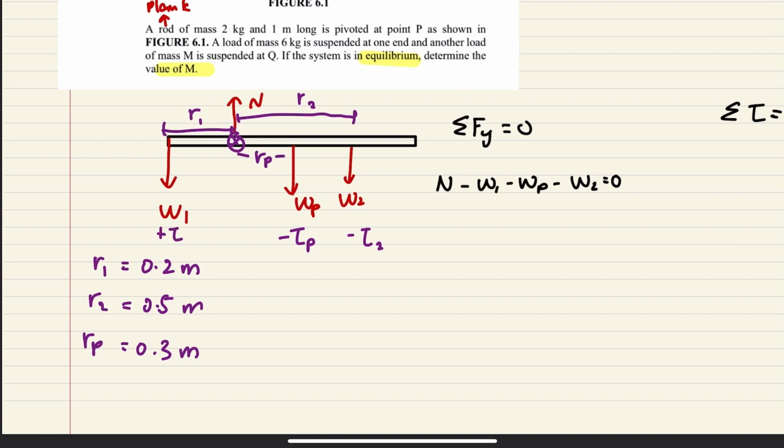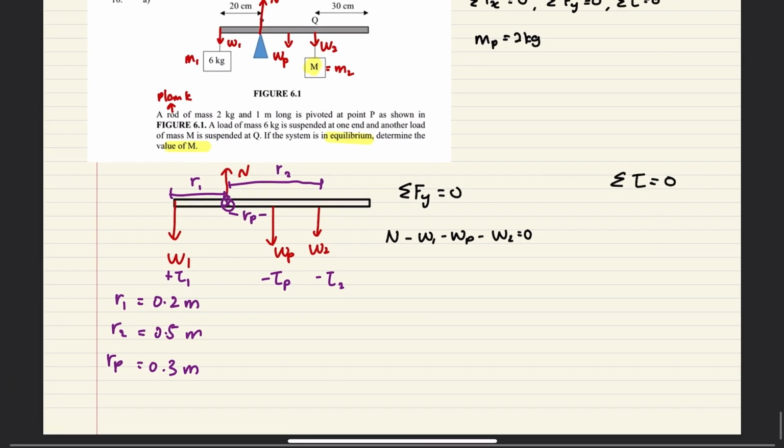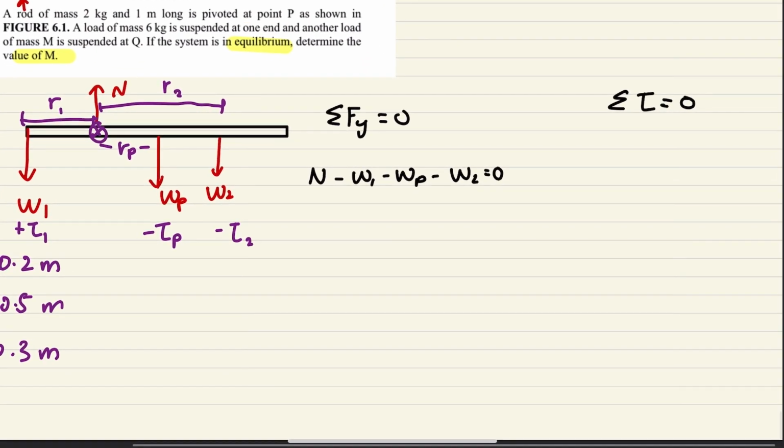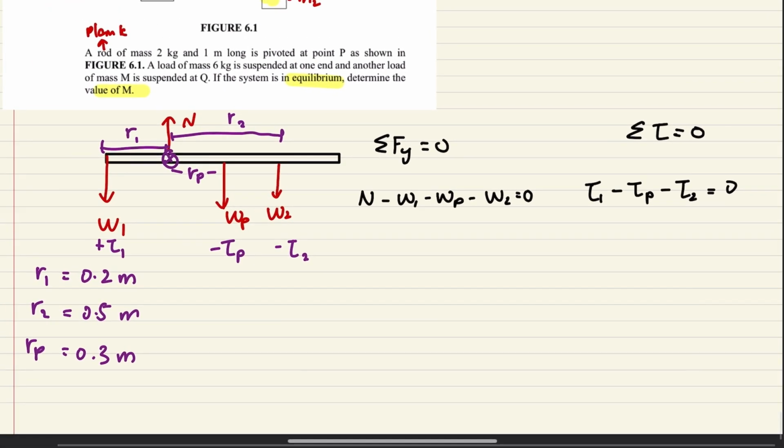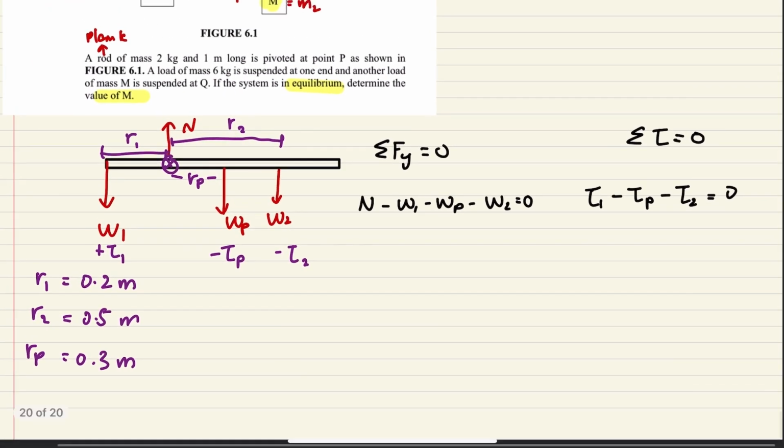Okay. So now I can write it down over here. We have 3 torques. Torque for n is equal to 0, so you don't have to write down that one. You can write it down, but you don't have to. And this one is torque 1, and torque 1 is positive, minus torque P, minus torque 2 equals 0. Okay, torque, we use the symbol tau. So these are the 2 equations that you can write down straight away.